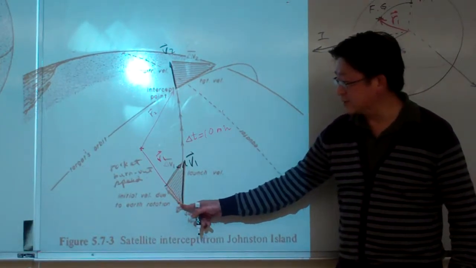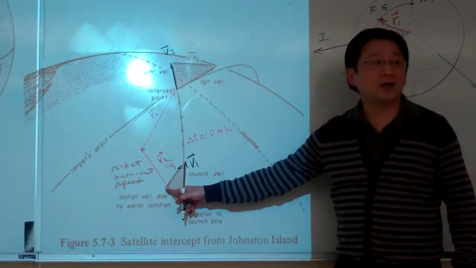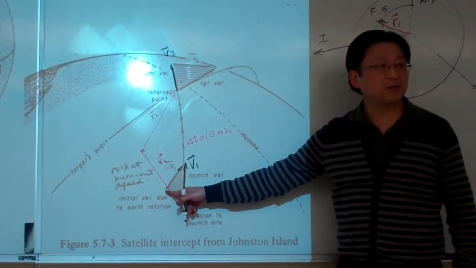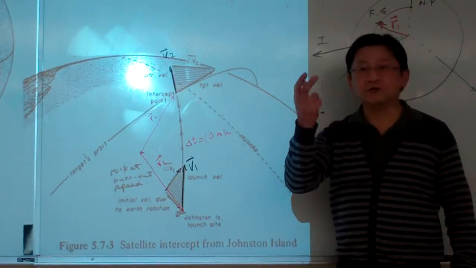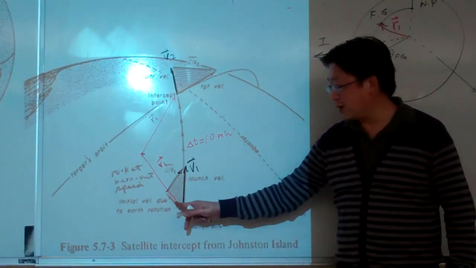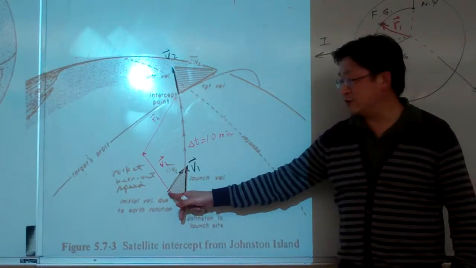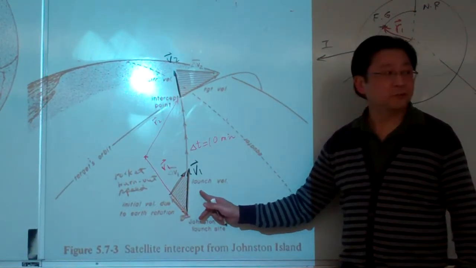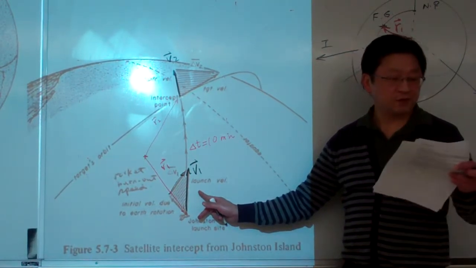And what is this? Again, at any point on the Earth's surface, they have a speed. That is due to the rotation of the Earth. So this is the speed of the launching site due to the rotation of the Earth. So delta V1 simply is the difference of the two. Okay, so that is for the third part.